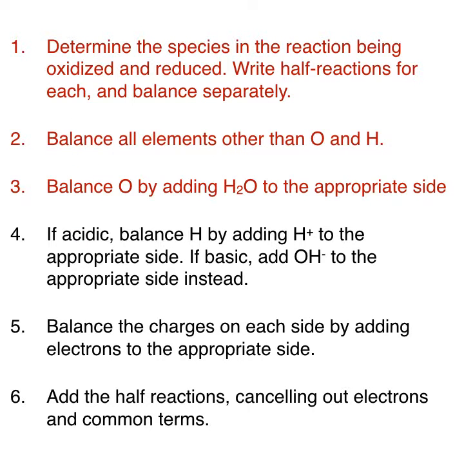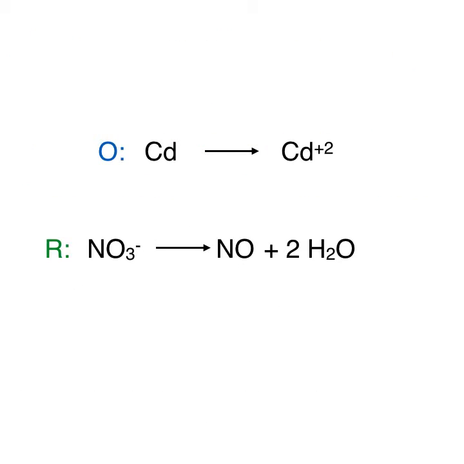Step 3 done. Now on to balancing the hydrogens. Since our reaction is in an acidic solution, we will balance the hydrogens by adding protons. Once again, there are no hydrogens in our oxidation reaction, so we can leave that as is. In our reduction reaction, there are no hydrogens on the reactant side, but 4 hydrogens on the product side. Thus, we must add 4 protons on the left side to balance out our hydrogens.